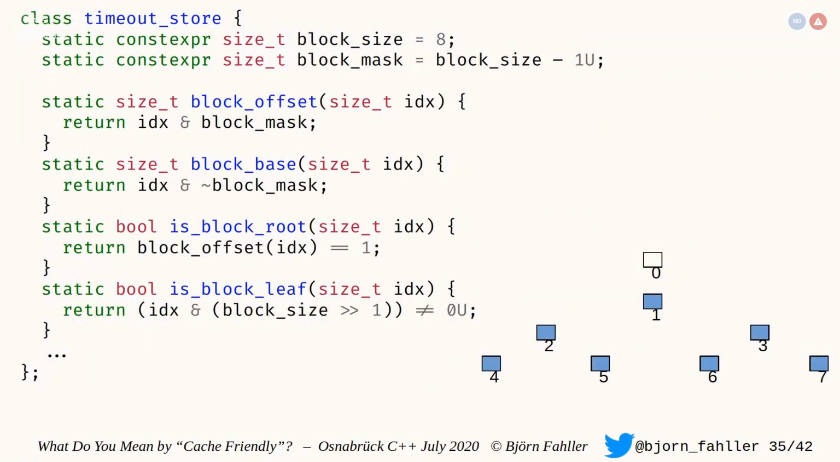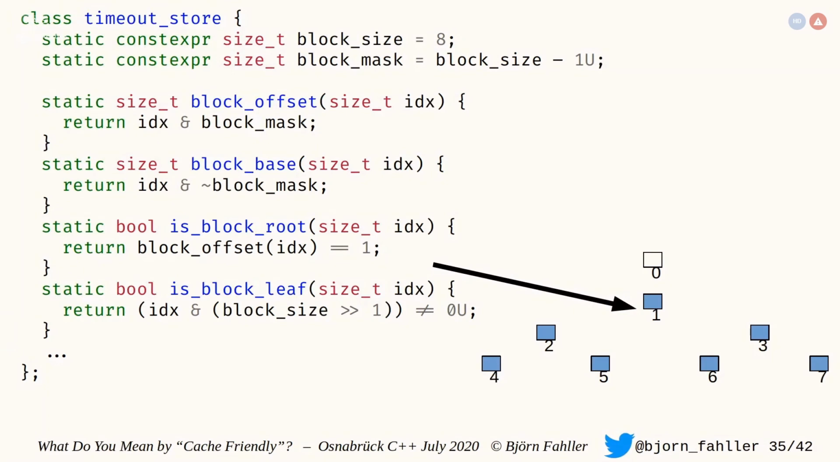I don't remember why I chose to call the mini heaps blocks in the code, but think mini heap when you read block. So we get an offset in a block from a generic index in the large array by just masking to keep the lowest 3 bits. And then we can ask, what is the block base for an index? So given a random element anywhere, where does that mini heap start? And then we can ask the question, is this a root? What's the offset within the block for this one? If it's 1, then we're at the root.